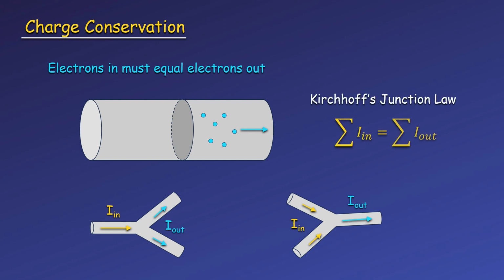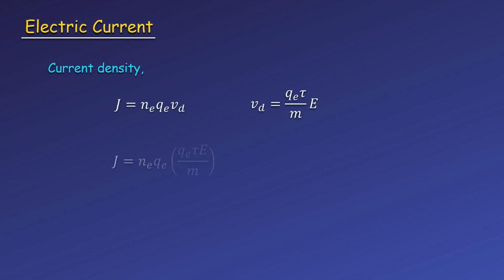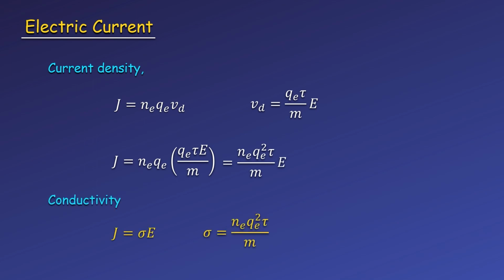This is summarized in Kirchhoff's junction law, which states the sum of the currents coming into a junction is equal to the sum of the currents leaving that junction. Now let's take the current density and substitute our equation for drift velocity in terms of the electric field. This shows us the current density is proportional to the electric field. We will write all of these constants that are in front of the electric field equal to a single constant that we call the conductivity. This is the same conductivity from before.